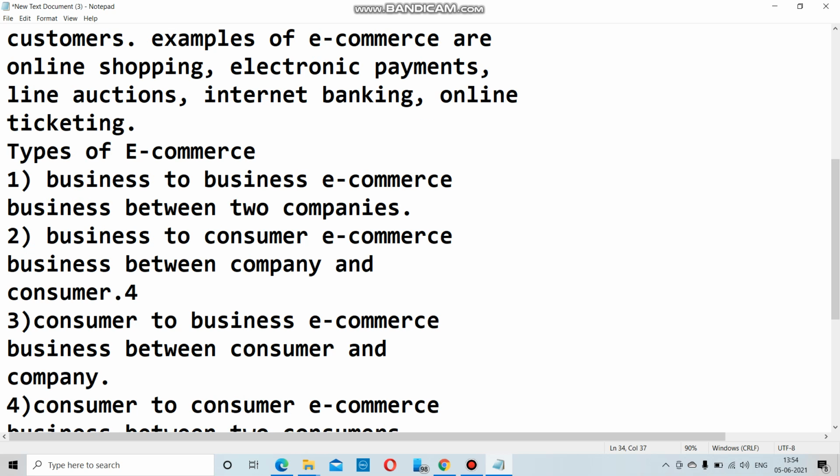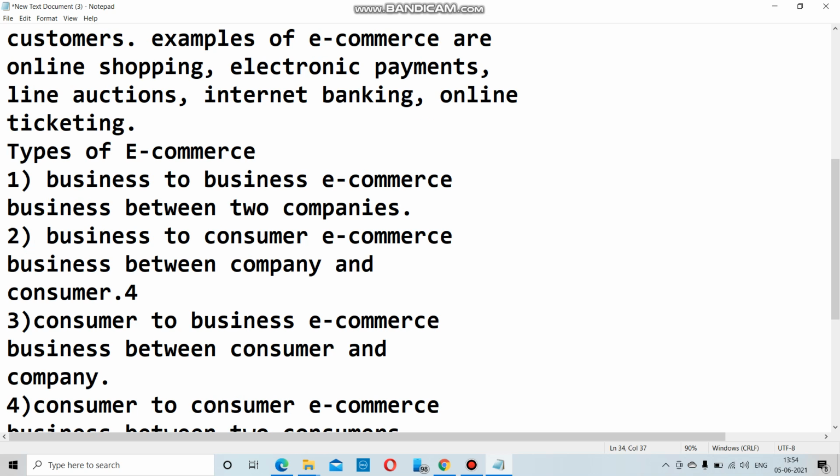And the second one is business to consumer e-commerce. It is a business between company and customer, that is company and consumer. There are a lot of companies that directly sell their products to customers. It's called business to consumer e-commerce.